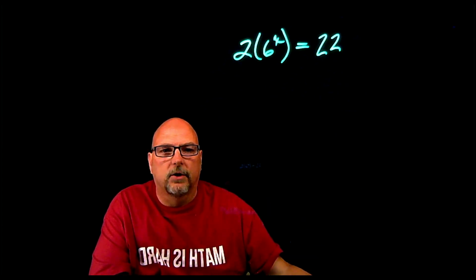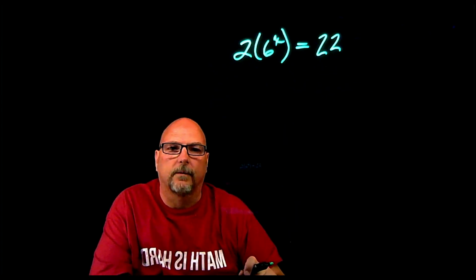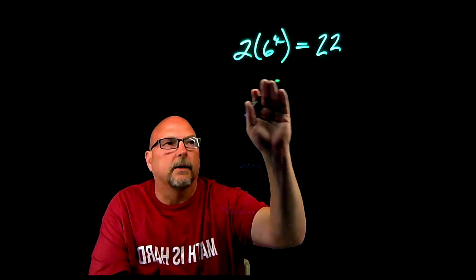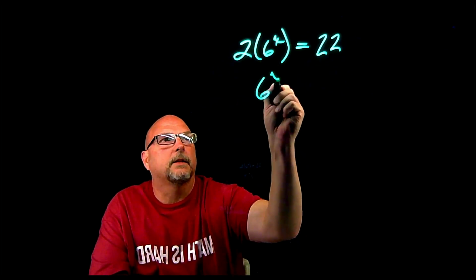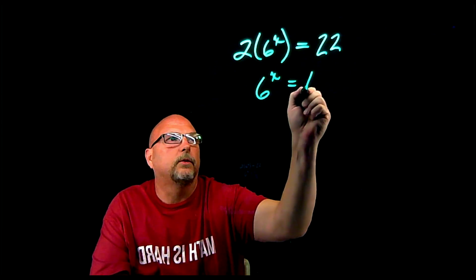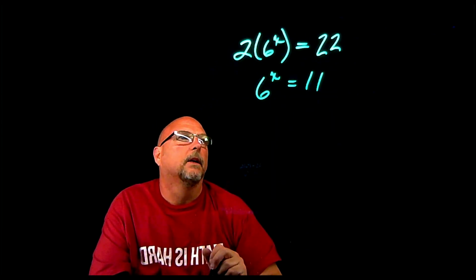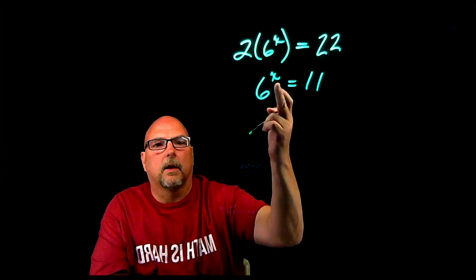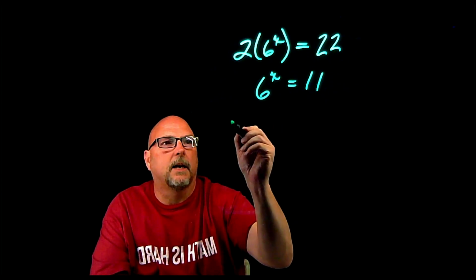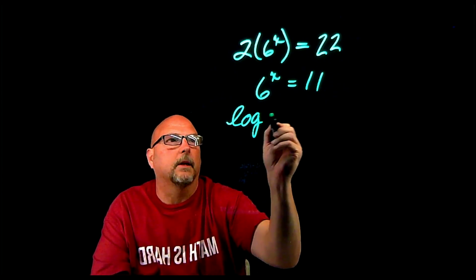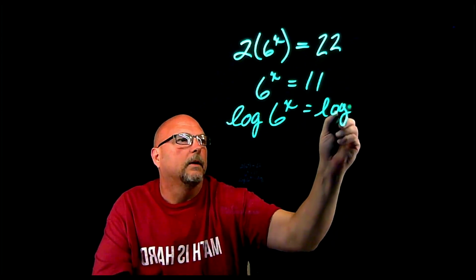So we have 2 times 6 to the xth power equals 22. The first thing we're going to want to do here is divide by 2 on each side, which gives us this equation: 6 to the x equals 11, because 22 divided by 2 is 11. Then we're going to have to use logarithms to get at this exponent. Now we'll do a common log: 6 to the x equals the log of 11.